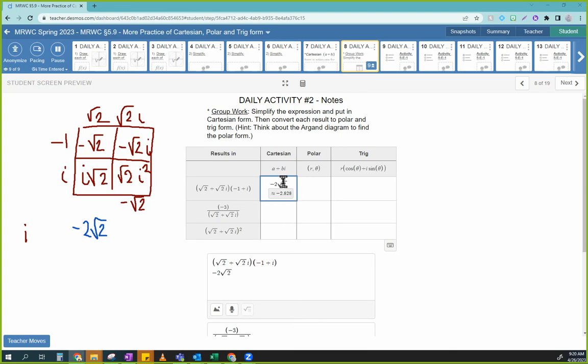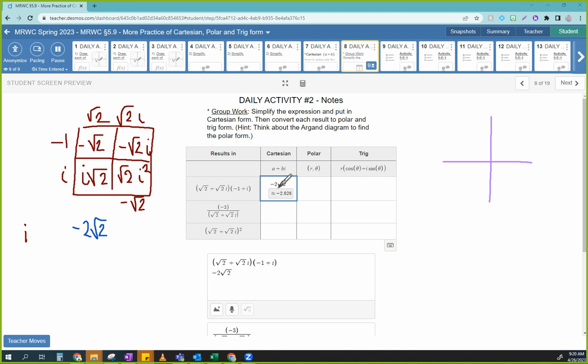So now that we have our Cartesian, going to polar and trig is just a matter of you graphing this. So the very first thing I want to do is graph this. I'll graph in purple. Why not? Okay, so here I am graphing.